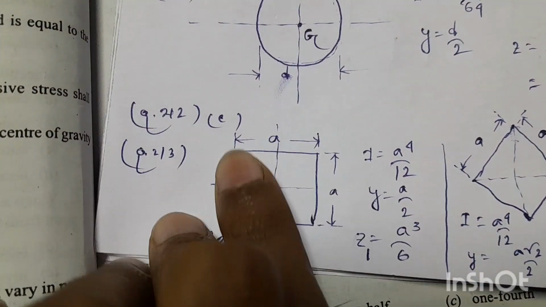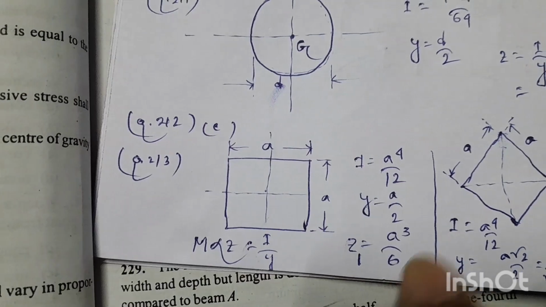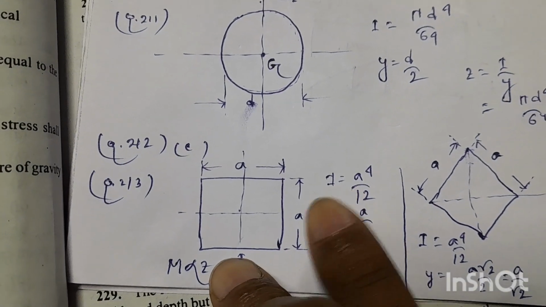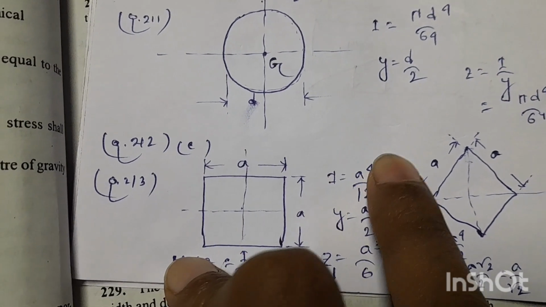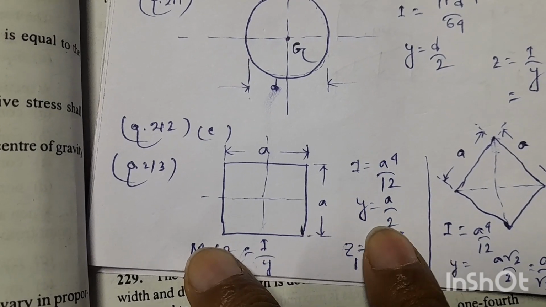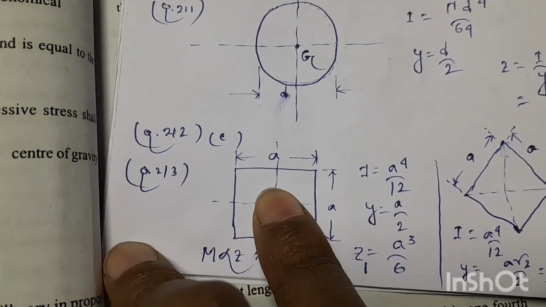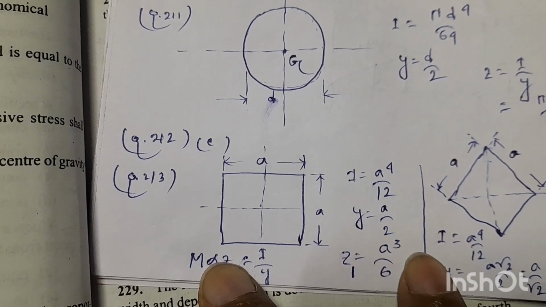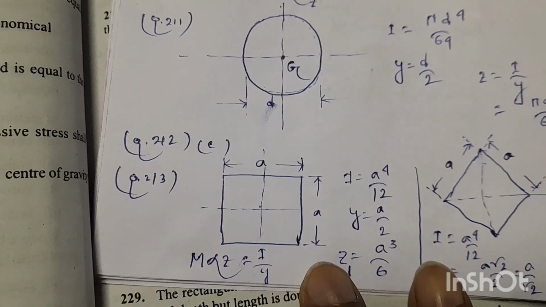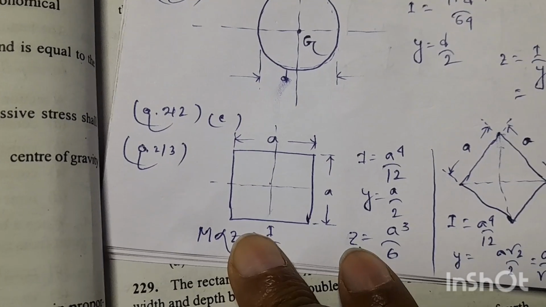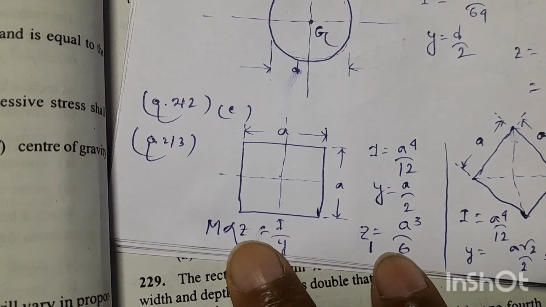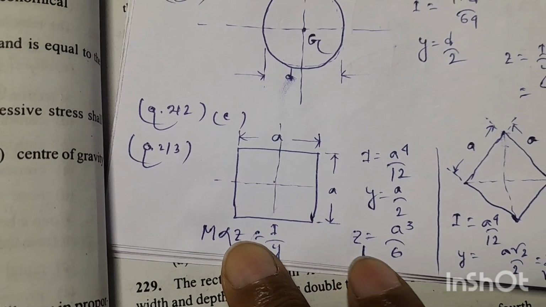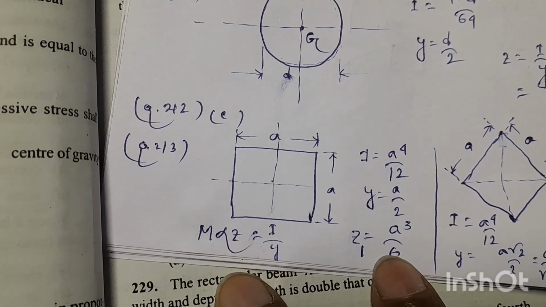This is the square section of side A. So the moment of inertia of this square section will be a to the power 4 by 12, and y, the distance between CG of this section and the extreme fiber, will be y equal to a by 2, and the section modulus of this section z1 will be equal to I by y, which is equal to a cube by 6.